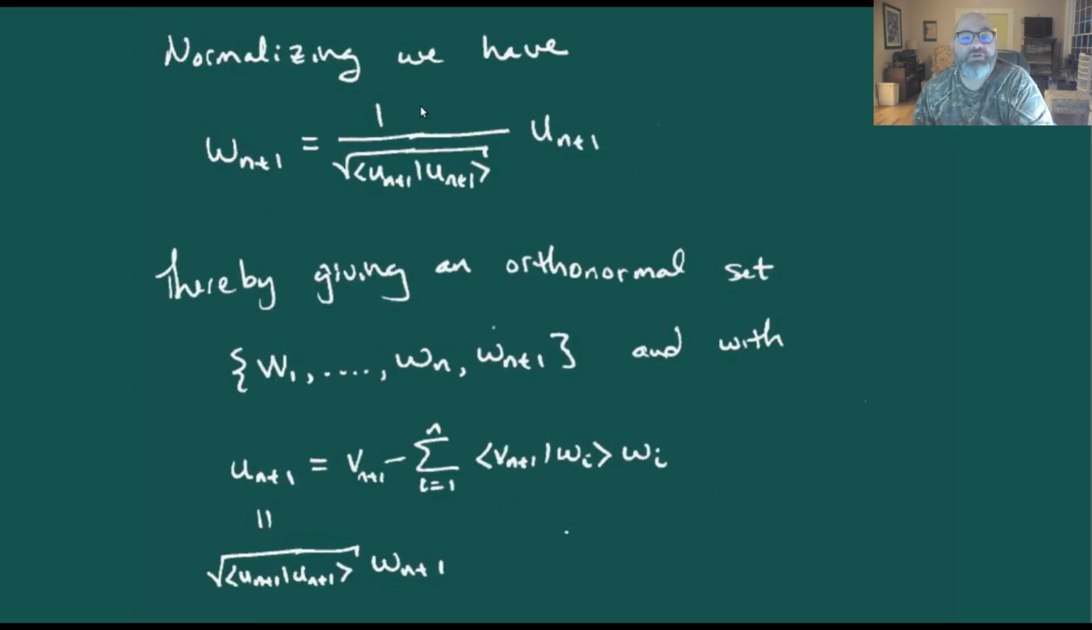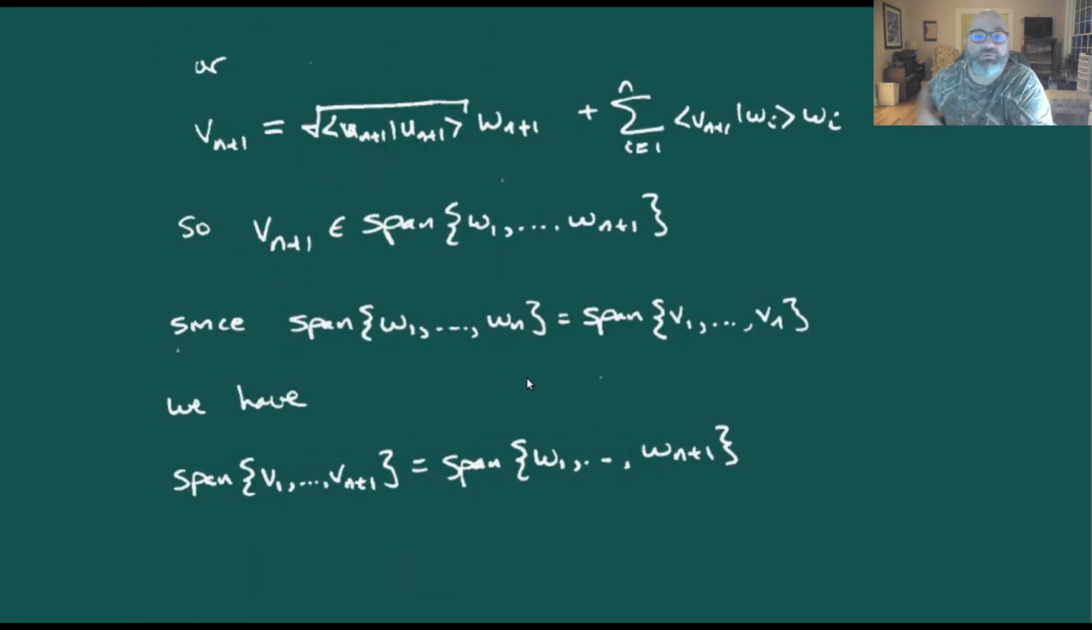So last step we do from there, we just normalize. So we divide by the square root of the dot product of u sub n plus 1 with itself. This becomes our w sub n plus 1. We take that new w sub n plus 1, put it into our set with our previous w sub n, and now what we have is that v sub n plus 1, if we replace those, gives us a linear combination that yields our v sub n plus 1.